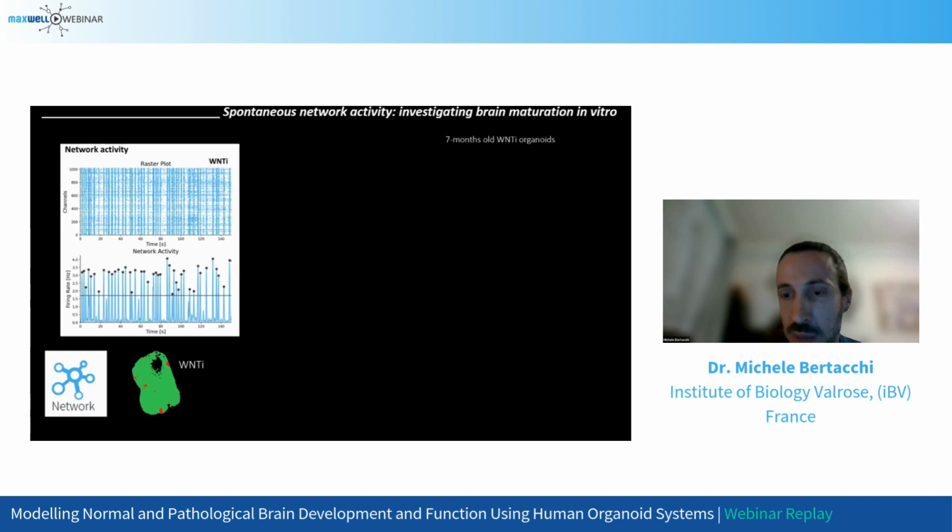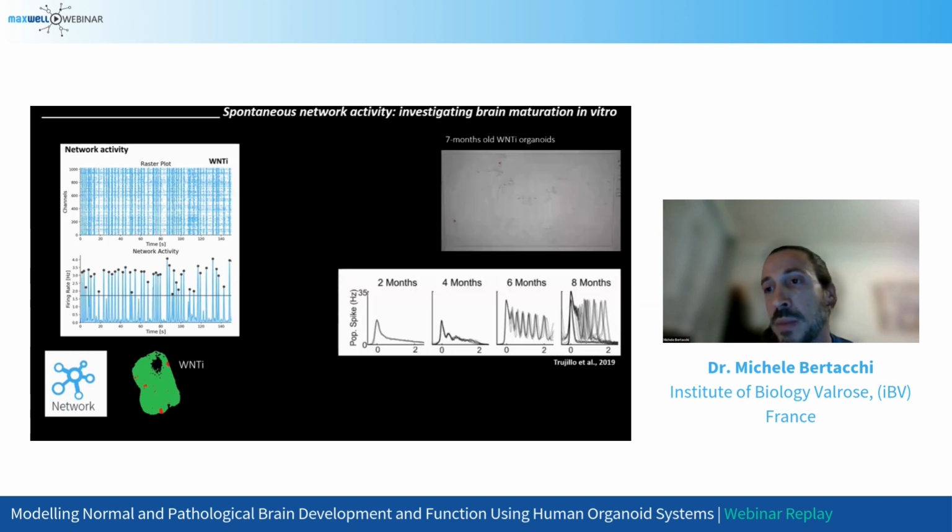This is very important because it's kind of a readout of the maturation of the network. It was shown in vivo in fetal development, but also in vitro with cortical organoids, that when the neural circuits are forming, neurons start to fire all together. So you have this kind of synchronization of the activity and oscillation of the activity. And this is what we also find in our organoids.